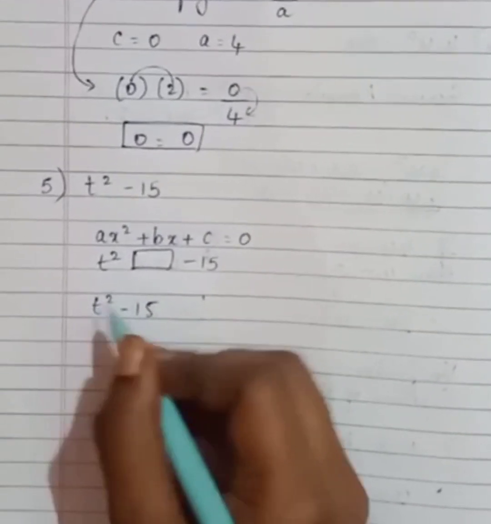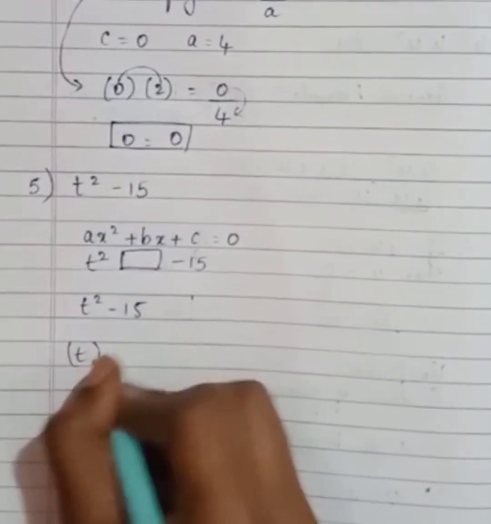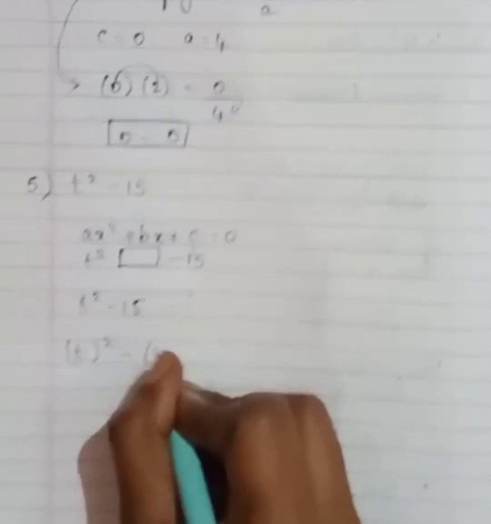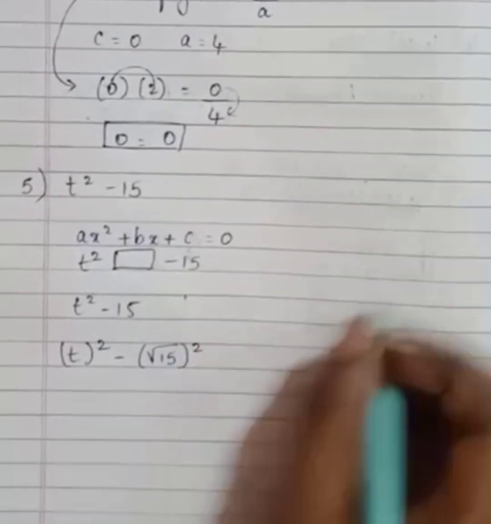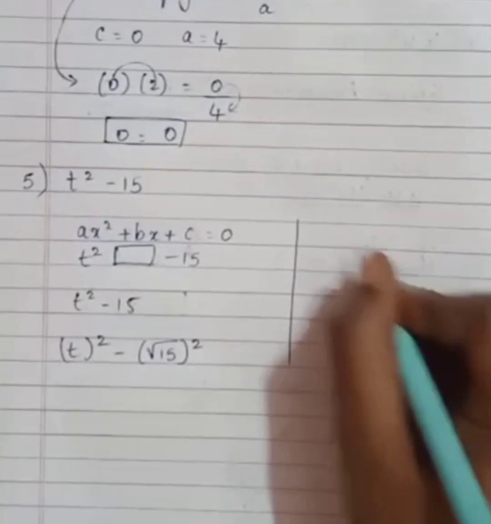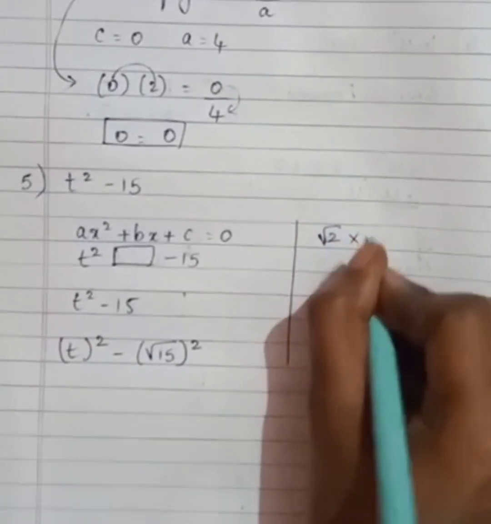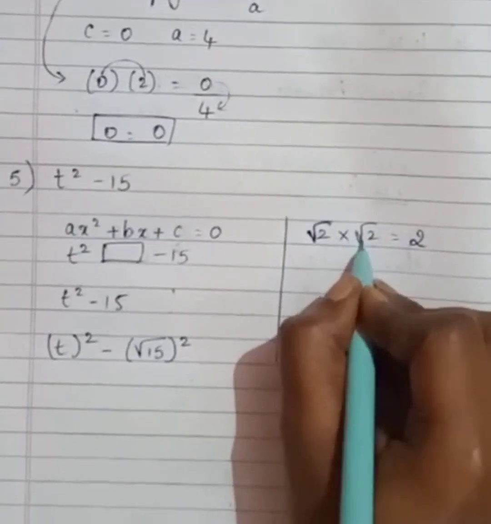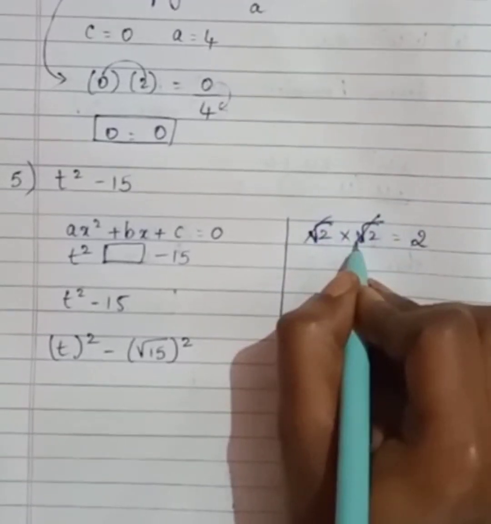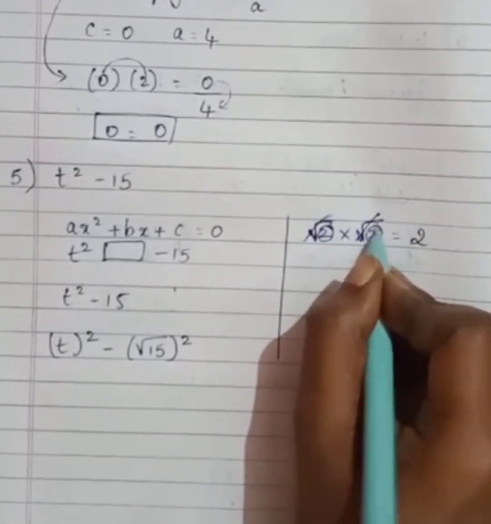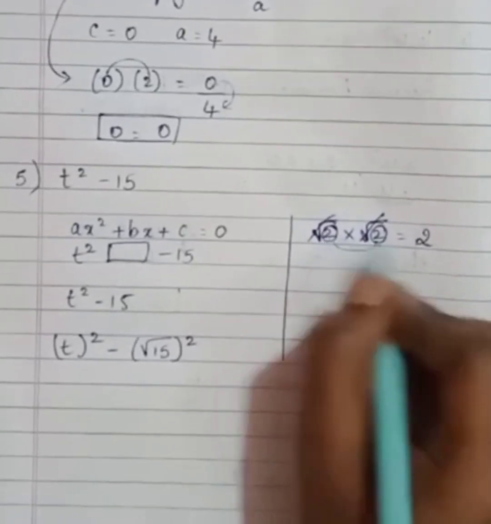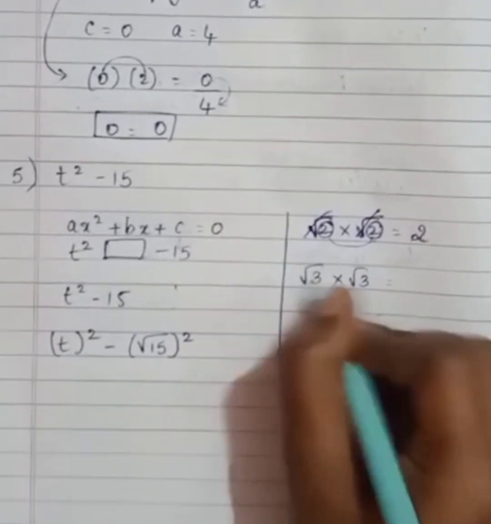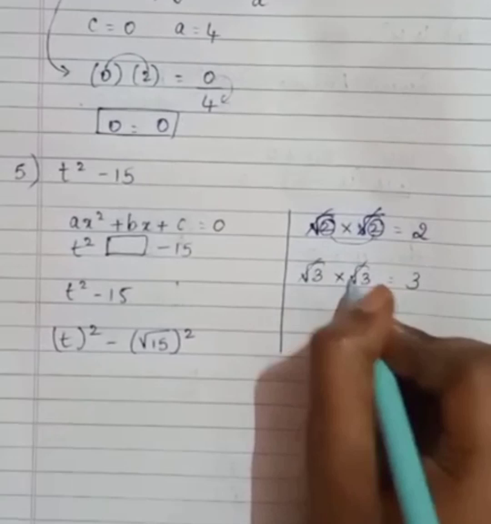Now this t square can be written as t the whole square, minus comes as it is, and the number 15 can be written as root 15 the whole square. Now for example, root 2 into root 2 will be 2, because when we multiply two roots, the roots get cancelled and the number which is present inside the root won't get multiplied. Instead they come as it is. Now root 3 into root 3, the answer will be only 3, because roots get cancelled out.